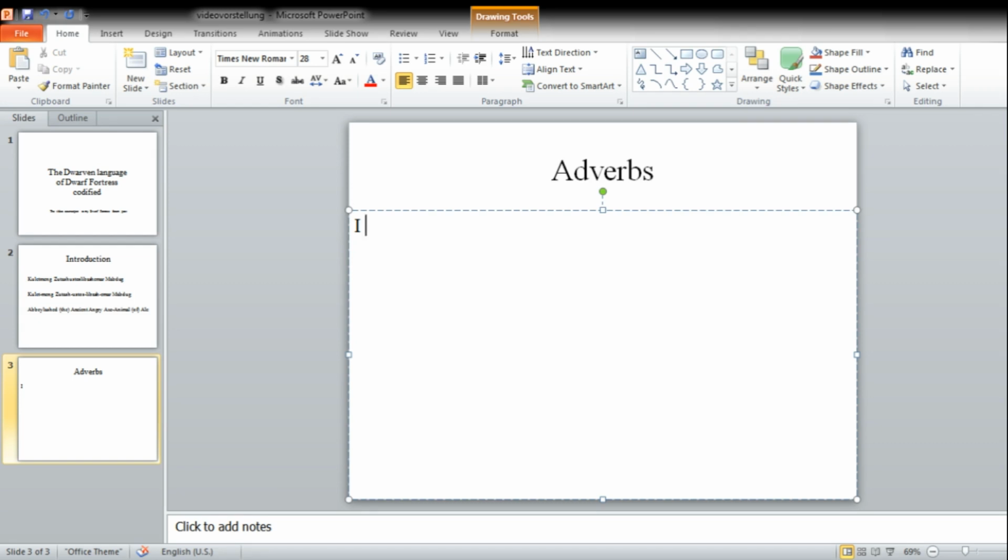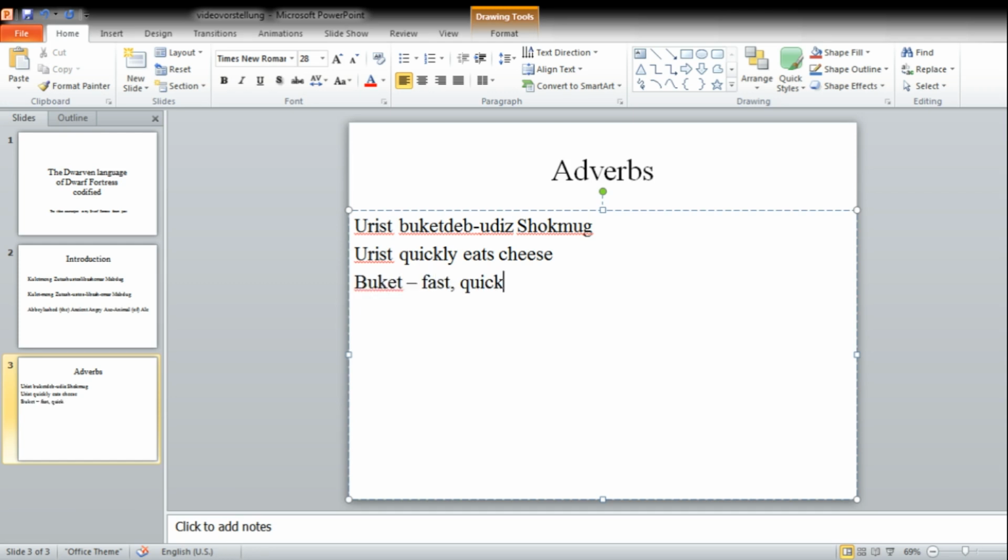So, for example, Jurist bouquet deb udis shokmug. What does this mean? Jurist quickly eats cheese. Bouquet means, you should probably type that, bouquet means fast or quick. But you can see that bouquet is being used to describe a verb, so it must be an adverb. So Jurist, fast, eat present cheese. He fast eats. He eats quickly.